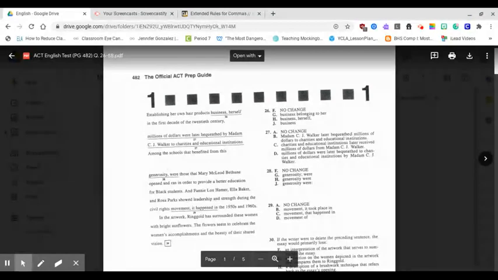So now we're going to look at H and J. H uses the commas correctly because herself becomes an interjection, and J is very simple and it's just shortening this sentence down to business without any punctuation. So between H and J, the correct answer choice is J because, again, for answer choice H, adding herself as an interjection is still redundant. It already says establishing her own hair products business. We don't need to say herself again because that's repetitive. We don't need that information. So the correct answer choice is J.